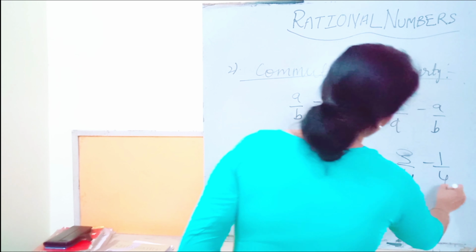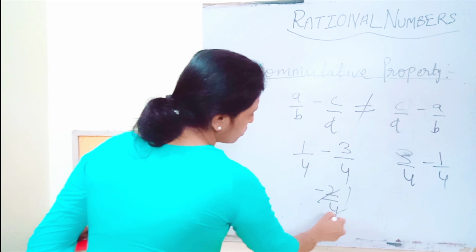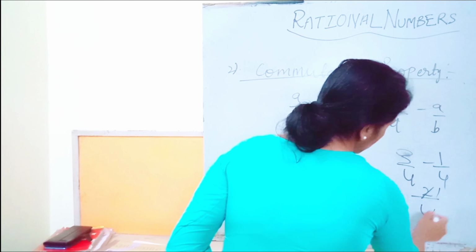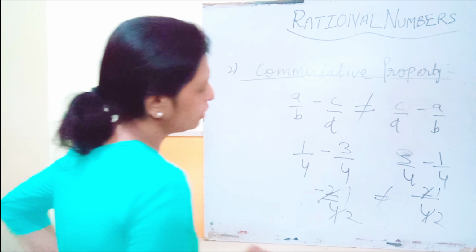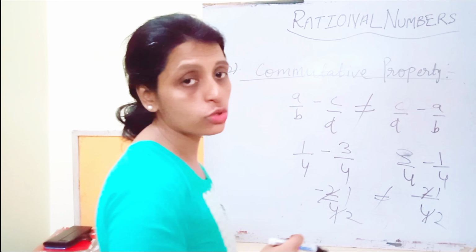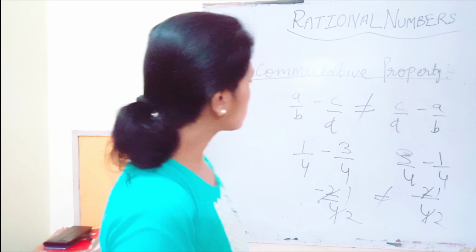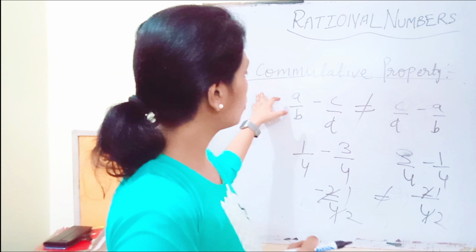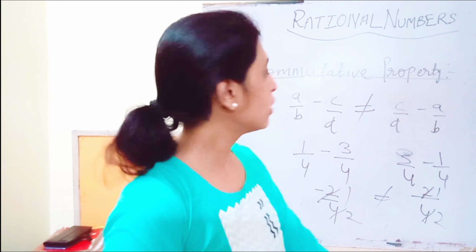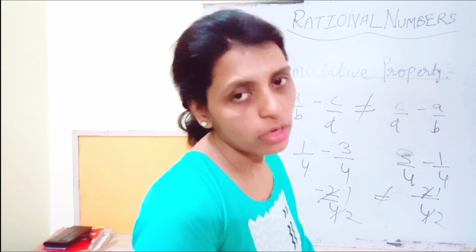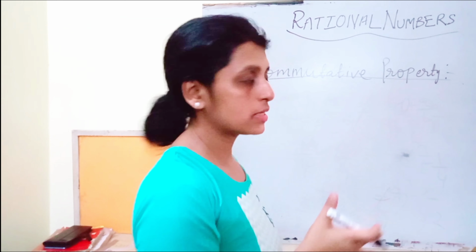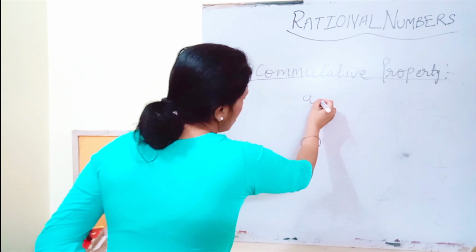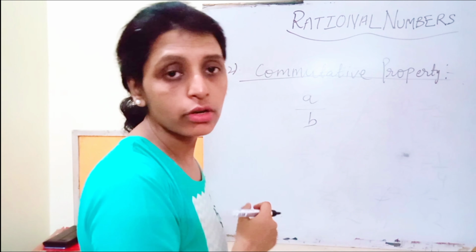So this will be minus 2/4. 2 ones are 2, 2 twos are 4. And here it is 3 minus 1, 2/2. So you can see, children, that minus 1/2 is not equal to 1/2. So that is why the rational numbers do not hold the commutative property under the operation of subtraction. Okay. Now let's see whether the commutative property is followed under the operation of division or not.